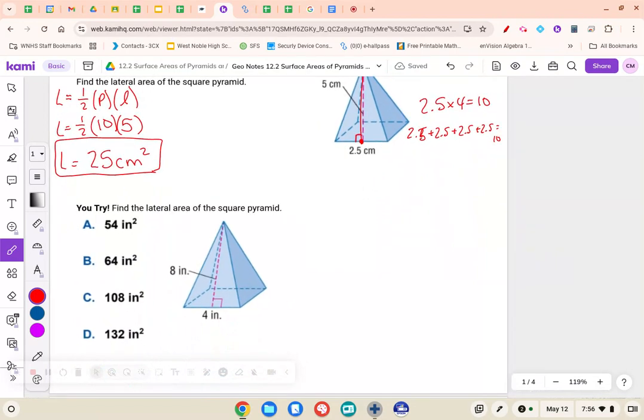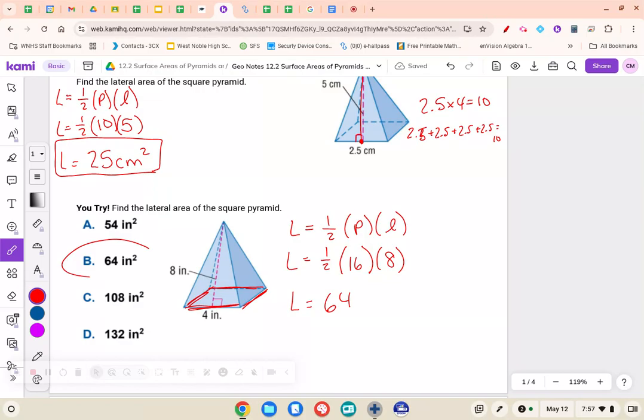All right, we've got a "You Try." Go ahead and try it. Same formula, guys. We have our lateral area equals 1/2 our perimeter times our slant height. This gives us a base side and our slant height. We have to find our perimeter again. We can just take 4 plus 4 plus 4 plus 4. That is 16. Our slant height is 8. We multiply that times 1/2, and our lateral area is 64. So 64 square inches is our answer.